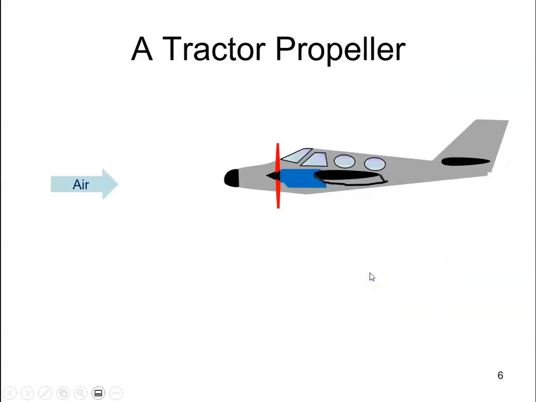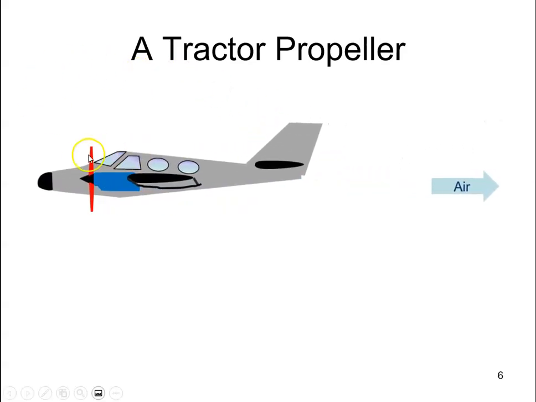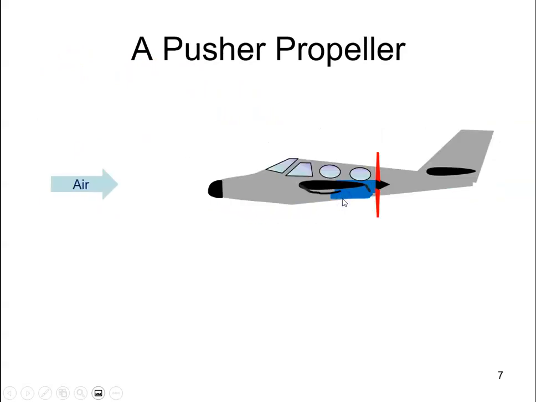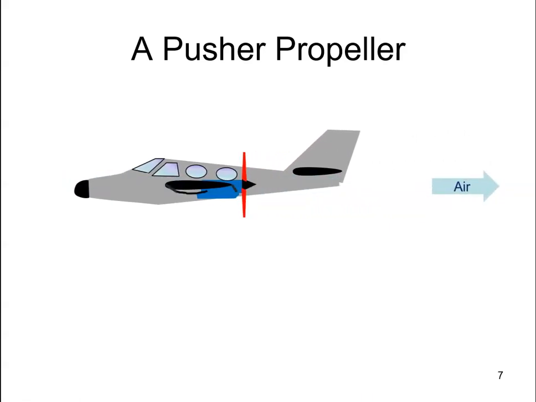Also in the description is whether it is a tractor or a pusher prop. So this prop here is a tractor prop because it pulls the aircraft along. So as the propeller rotates, it's pulling the aircraft along. The opposite to a tractor is a pusher prop, and a pusher prop is fitted maybe behind the wing or sometimes at the back of the fuselage, and as the name suggests, it pushes the aircraft along.